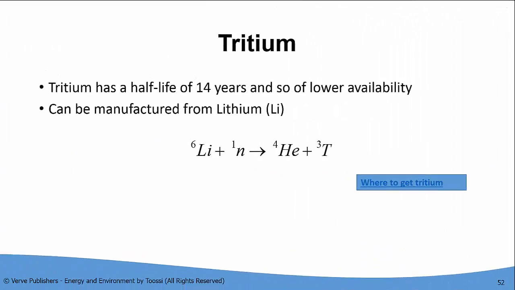We have deuterium in the sea water, but we don't have tritium in the atmosphere. Tritium can usually be manufactured in the lab by bombarding lithium with neutrons. The products are helium and tritium, and that would be the other component of the fuel of the fusion.